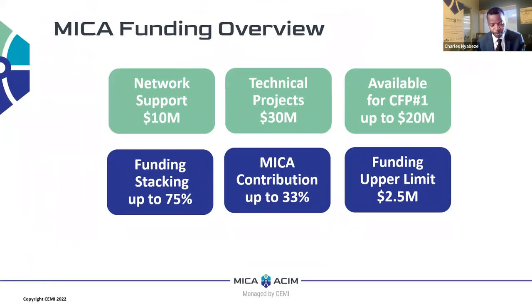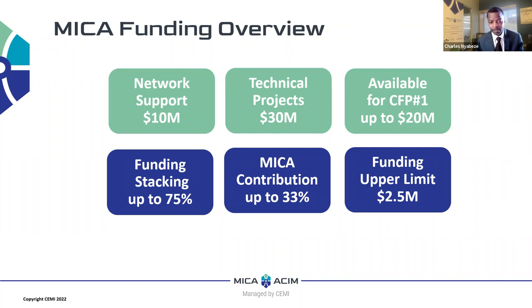In terms of giving you a bit of an overview of the MICA fund itself, we did secure $40 million in total from the federal government as per the July and November announcements that we made last year. Of that $40 million, $20 million is going to go towards network support activities. $30 million is earmarked for technical projects. And for this call for proposals, the one that you're participating in right now, we're going to have up to $20 million allocated to projects. Hopefully we can get up to that.